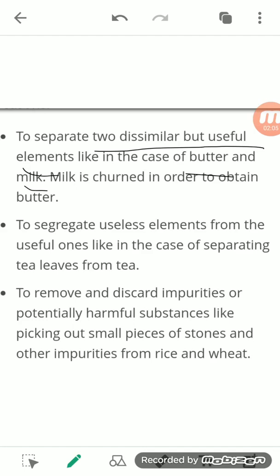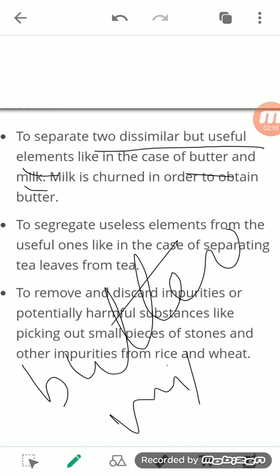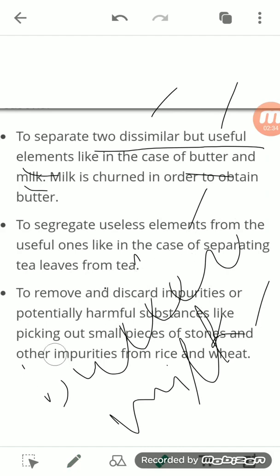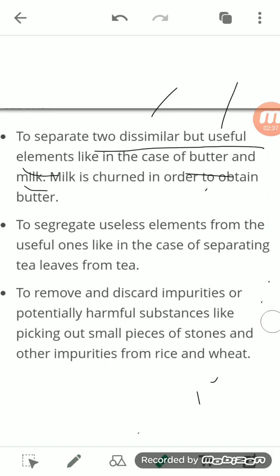And you see, when we talk about butter and milk, these two are dissimilar from each other. They are not similar to each other, but both of them, the butter and the milk, are useful elements. Okay, so to obtain the two useful components, or to separate the two dissimilar but useful elements. So if we want butter, we have to separate the butter from the milk.